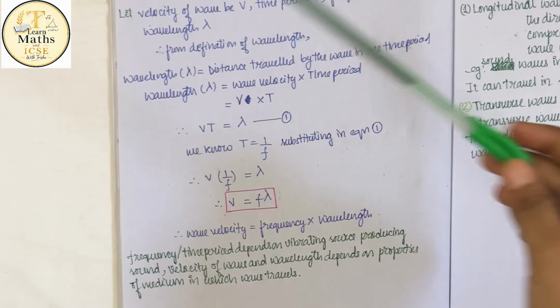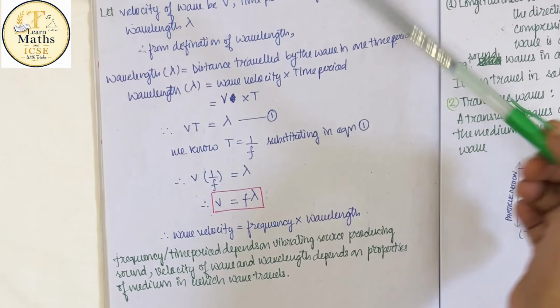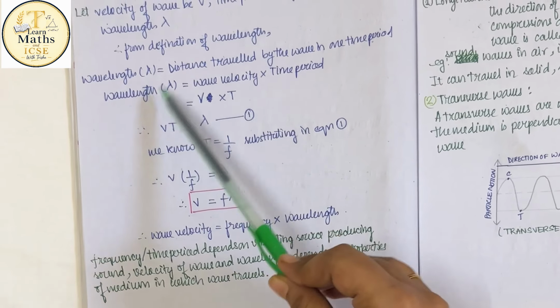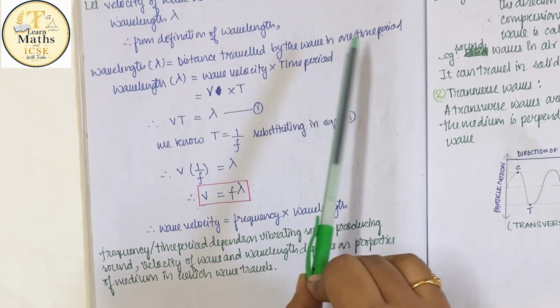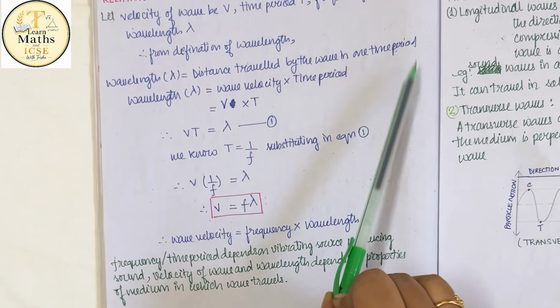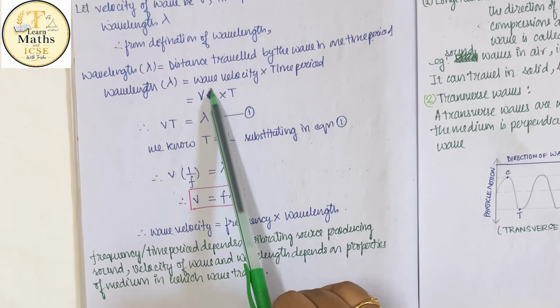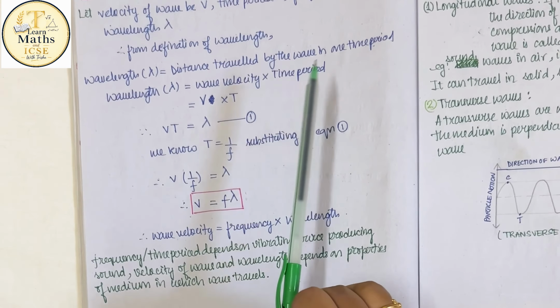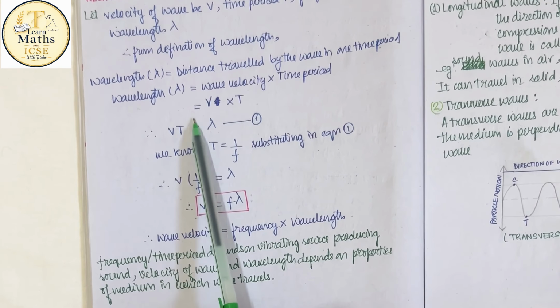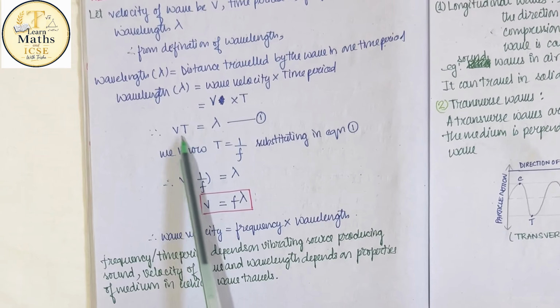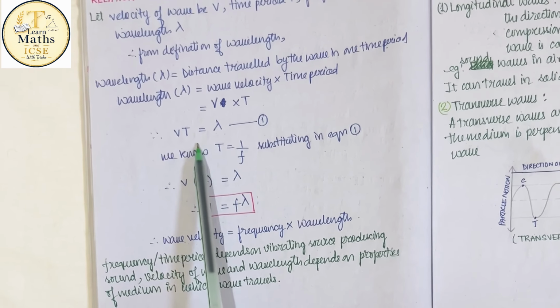Now from the definition of wavelength, we know wavelength lambda is the distance travelled by the wave in one time period. So from it we can say velocity into time period, that is lambda is equal to VT. V is the wave velocity and T is the time period.